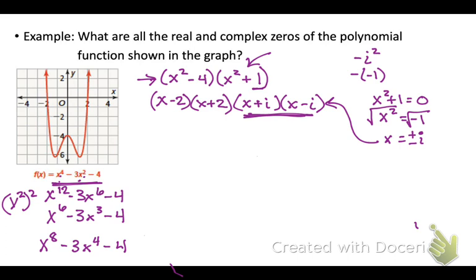So what are my zeros? x equals plus or minus 2 and plus or minus i. Well, which are real? The 2. Which are complex? The i. Complex is another word for not real, right? So why do we have such trouble with the other one? I don't know. I'm kind of getting it.